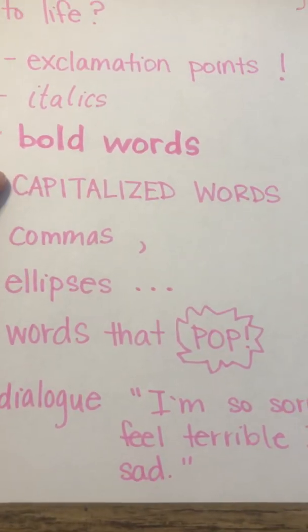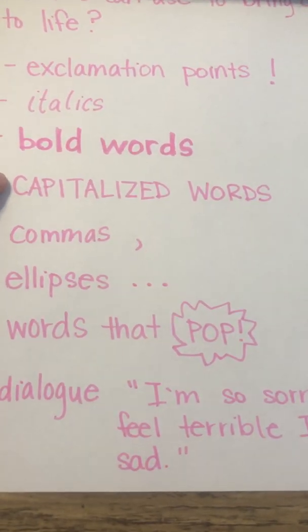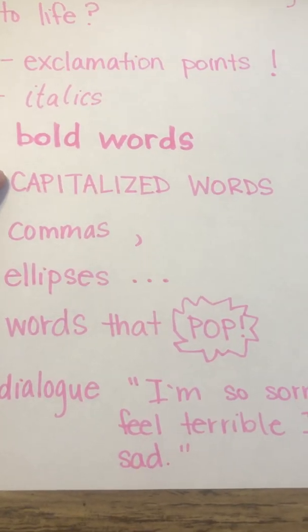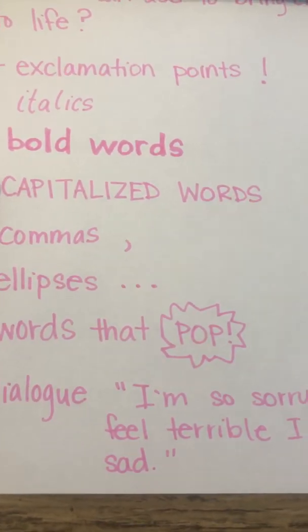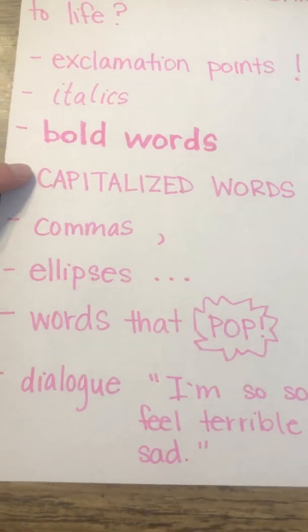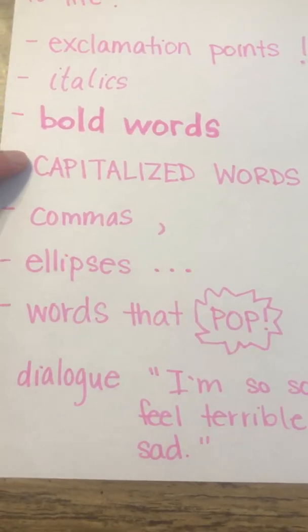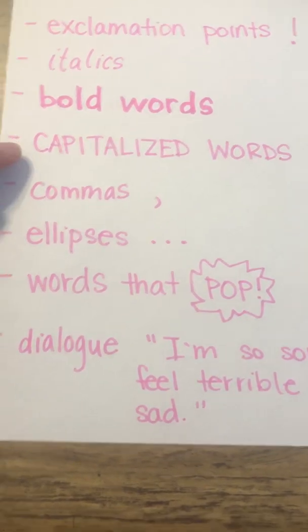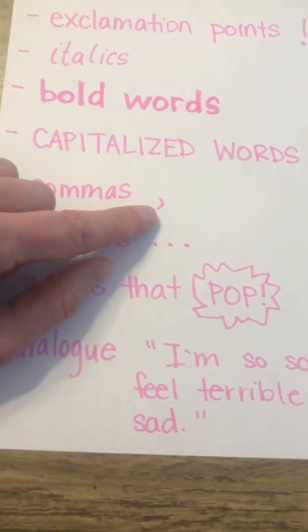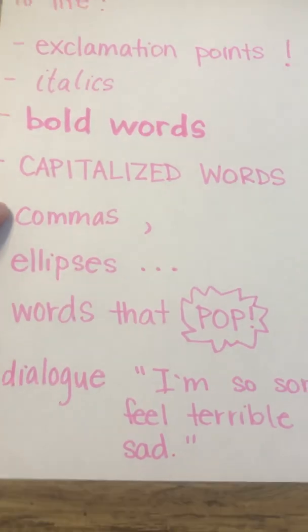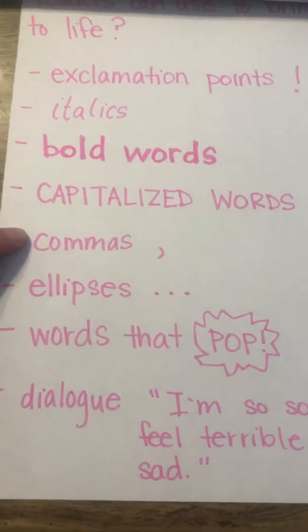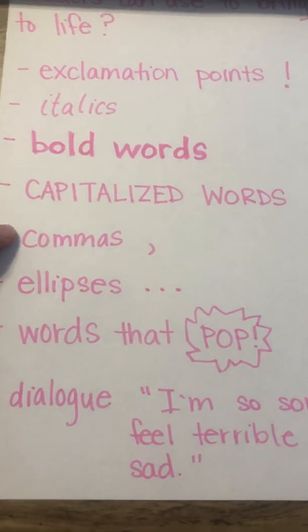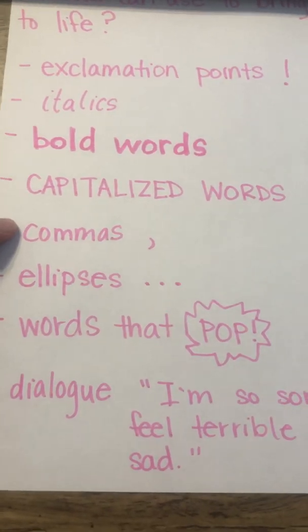Capitalized words are words where the author uses all capital letters to write the words. That is a signal that we should also use a stronger voice because maybe the reader is excited or maybe they're feeling angry or frustrated. Commas, here's an example of a comma. A comma is a clue from an author that we should take a pause when we're reading, just a short little pause.